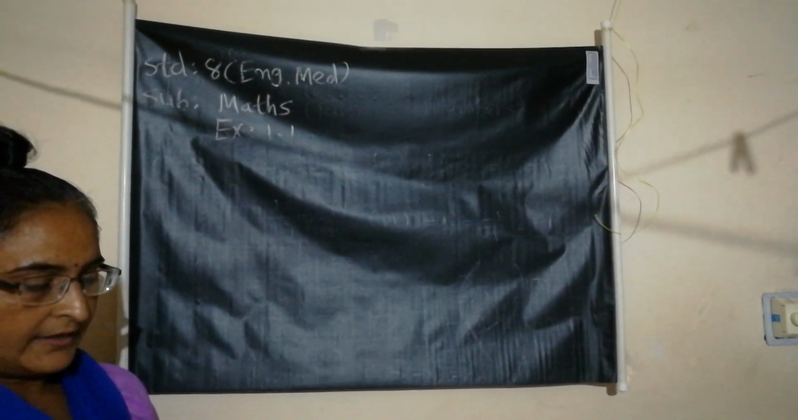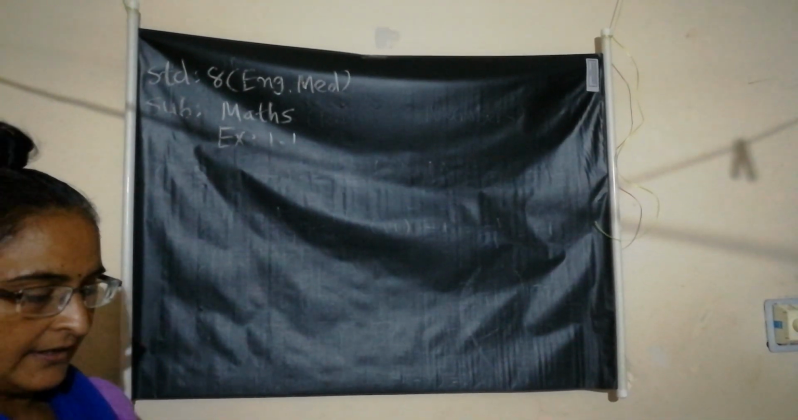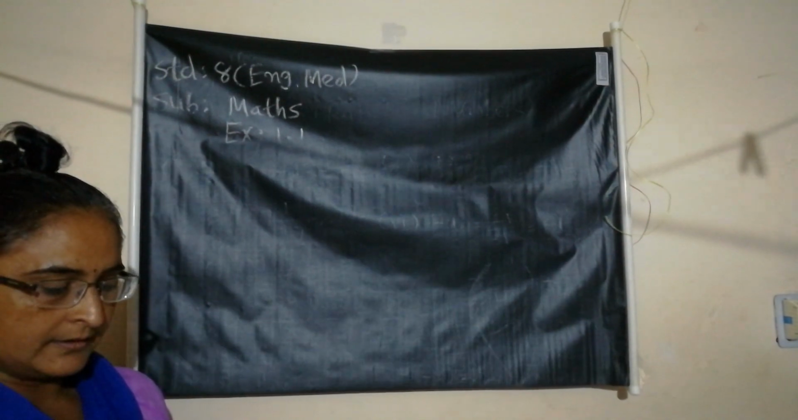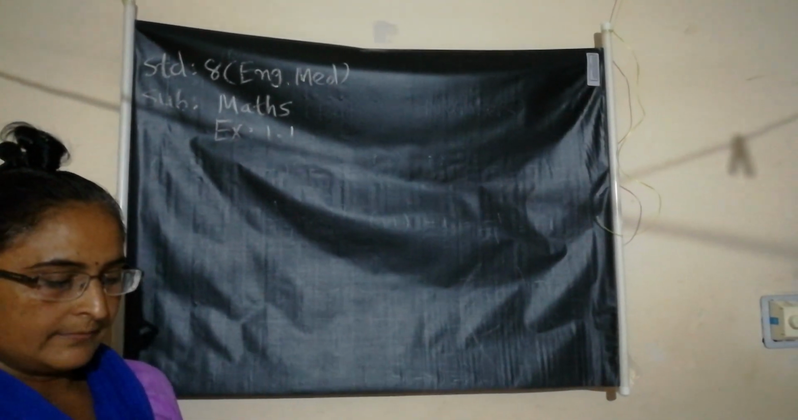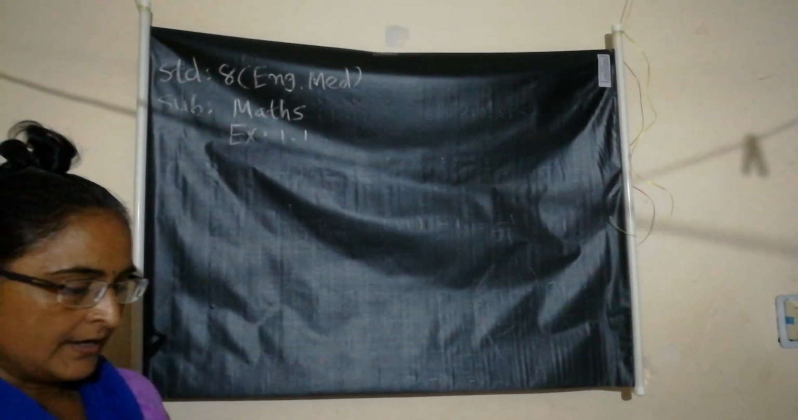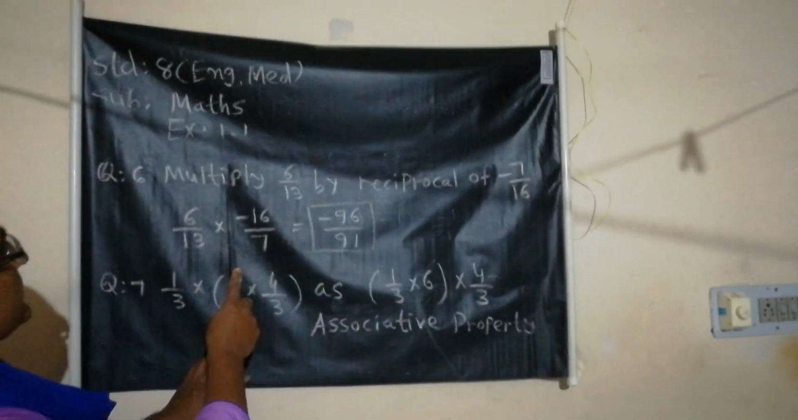The multiplicative inverse of negative 19 upon 29 is 29 upon negative 19. When we multiply both these numbers, we get 1 as the answer. Therefore, here the multiplicative inverse is used. Now, question number 6.